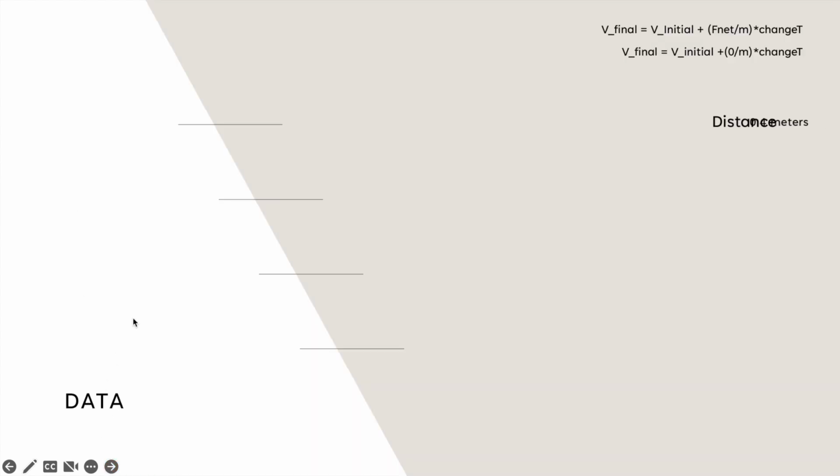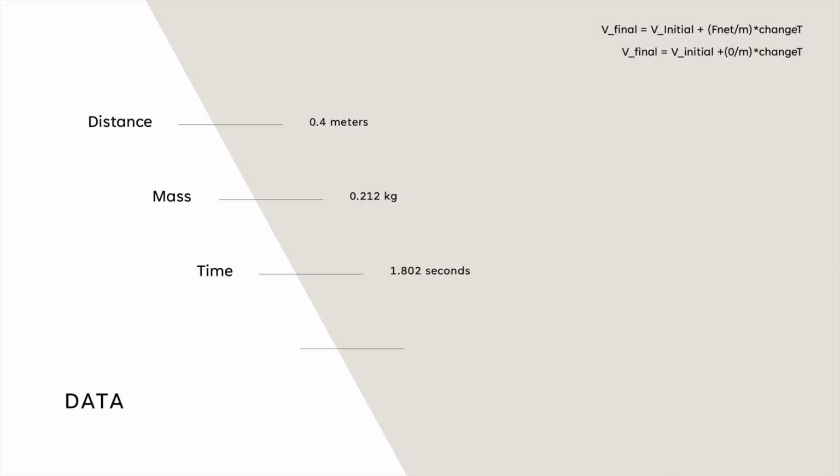Then the data I gathered was that the distance was 0.4 meters. The mass of the water bottle was 0.212 kilograms. The time it took to roll across that distance was 1.8 seconds with 0.014 seconds per frame.